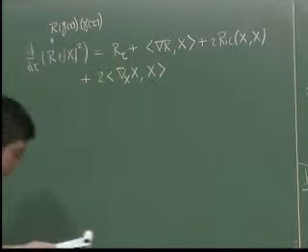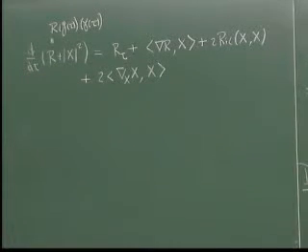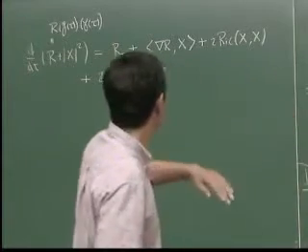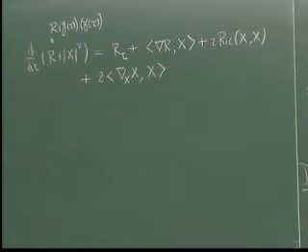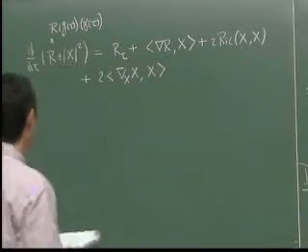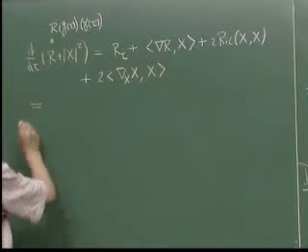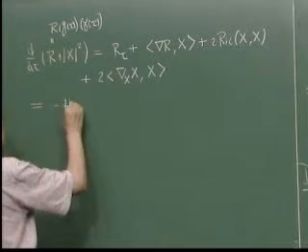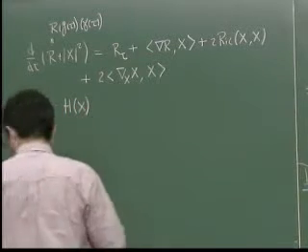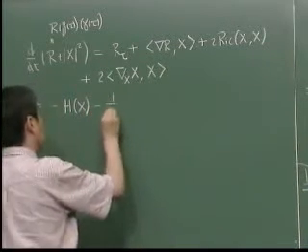Then I'm using an Euler-Lagrange equation. You replace this by the Euler-Lagrange equation, and you do some manipulations. You will find that this is exactly like this. So let me just write down the result now. This is H of x minus 1 over tau.